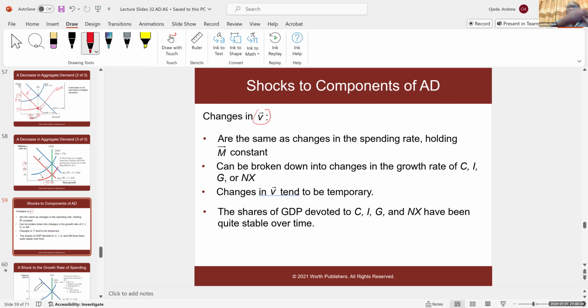So spending can be broken down into consumer spending, business investment spending, which stands for I. It's like the equation for GDP that we talked about. Then government spending and net exports, net spending by foreigners. So changes in velocity growth tend to be temporary. The shares of GDP devoted to consumption, business investment spending, government spending, and net foreign spending have been quite stable over time.